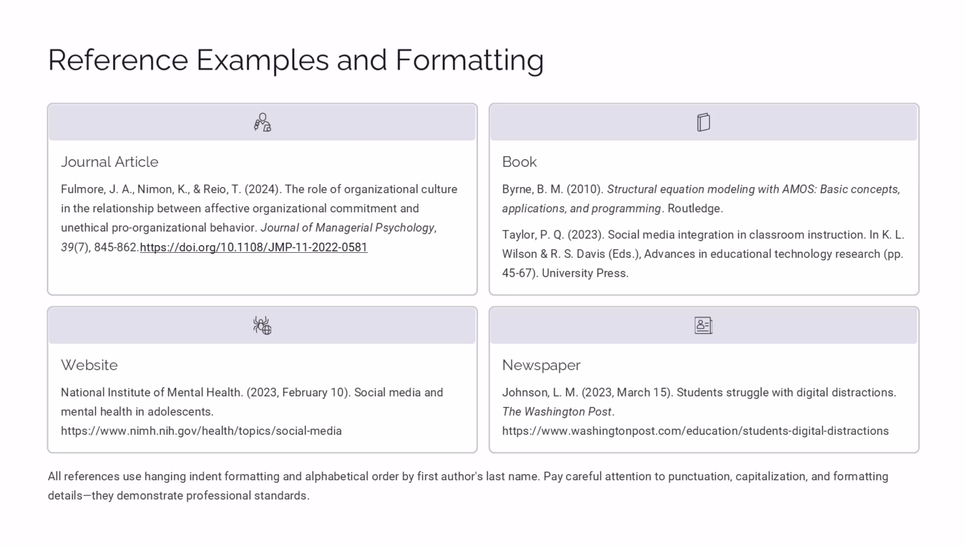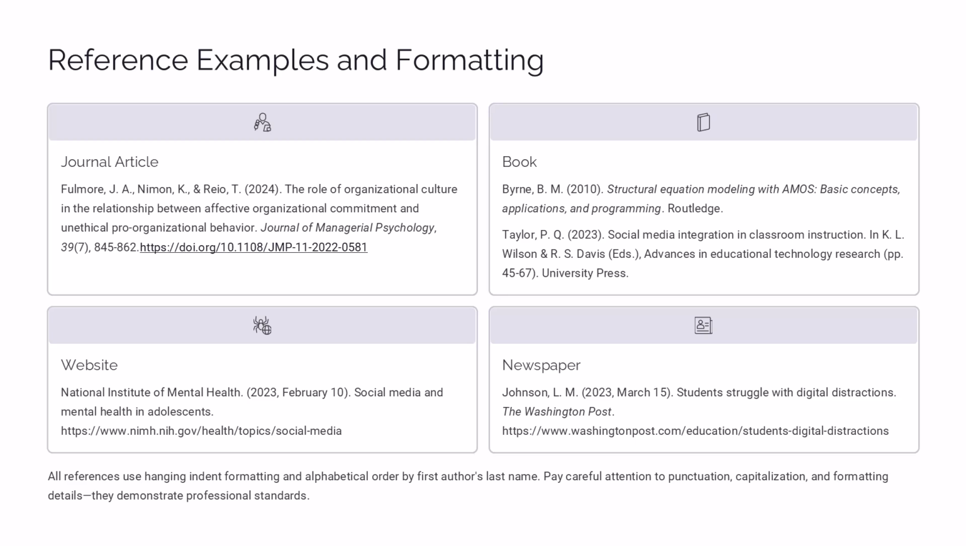Website references require careful attention to authorship and date information. When individual authors aren't identified, use the organization name as the author. Include specific dates when available, and provide the complete URL for website sources. Newspaper article references include the newspaper name and specific publication date. The newspaper name appears in italics, and the specific date helps readers understand the timeliness of the information.